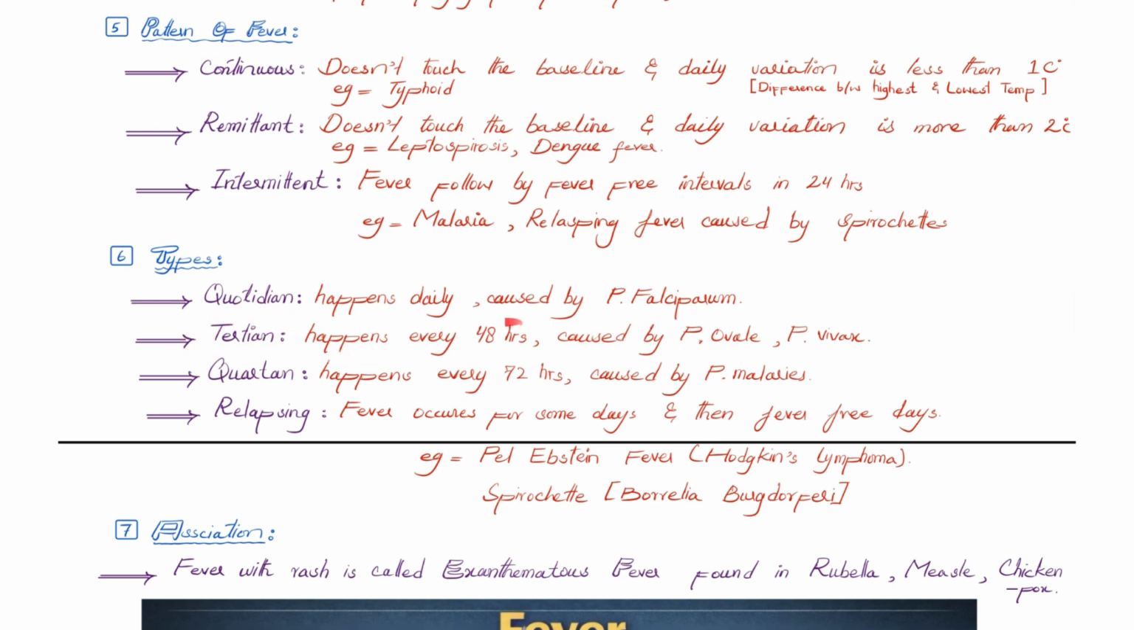Tertian happens after every 48 hours, meaning after every 2 days, and is caused by Plasmodium ovale and Plasmodium vivax. Quartan fever happens every 72 hours, meaning after every 3 days, and is caused by Plasmodium malariae. And then relapsing fever, that is, fever occurs for some days and then there will be fever-free days, like Pel-Ebstein fever, which occurs in Hodgkin lymphoma and spirochetes. And again, I told you the spirochete is Borrelia burgdorferi.